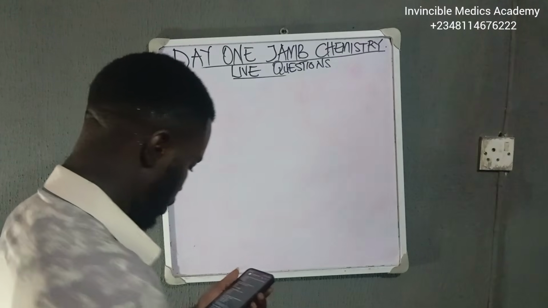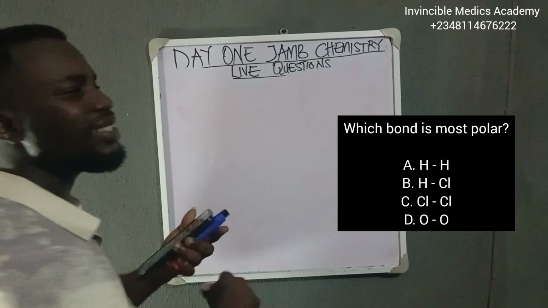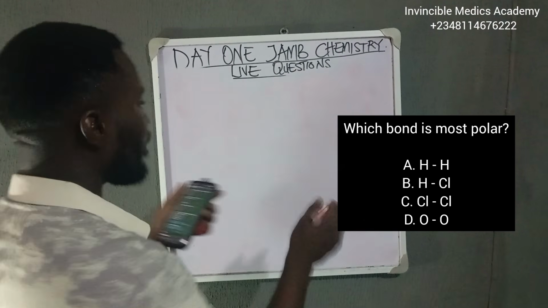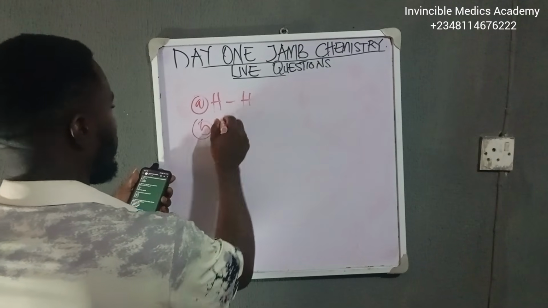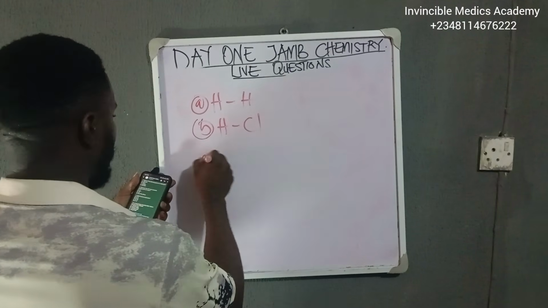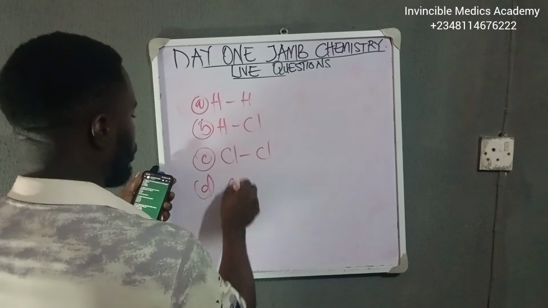Question 9. Which bond is most polar? This is the easiest question. Option A, hydrogen to hydrogen. Option B, hydrogen to chlorine. Option C, chlorine to chlorine. Option D, oxygen to oxygen.